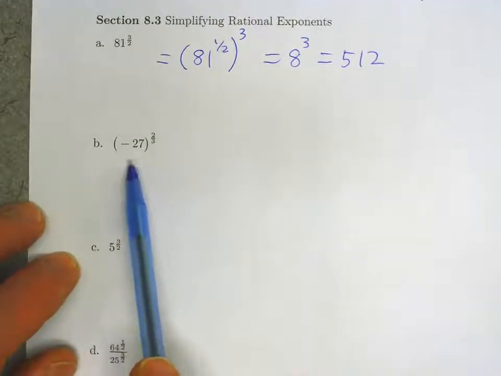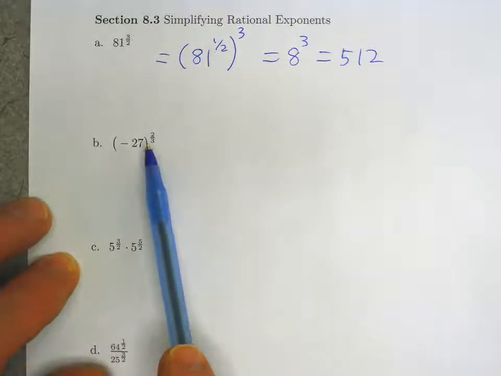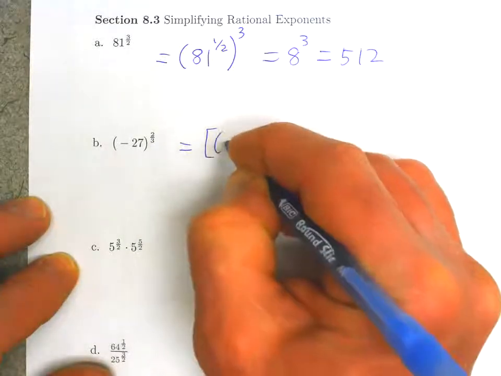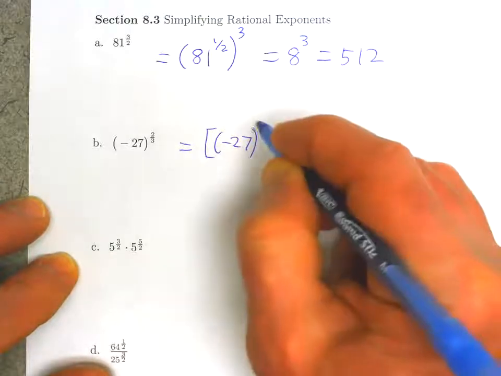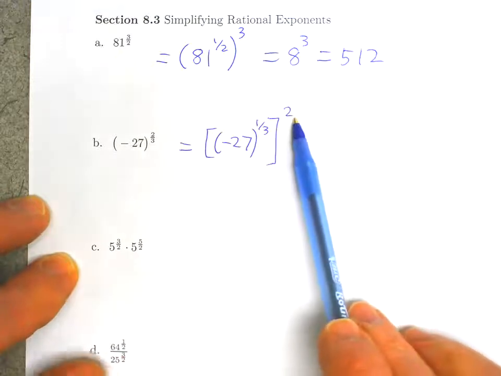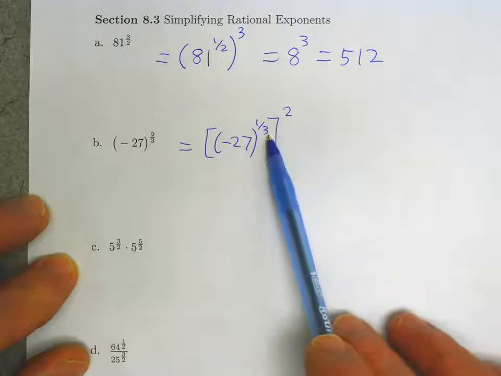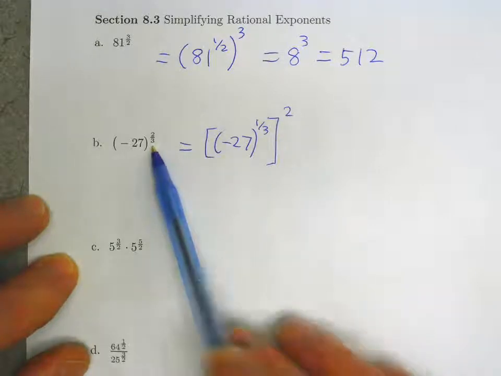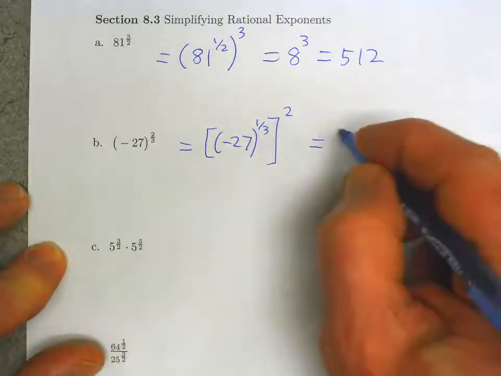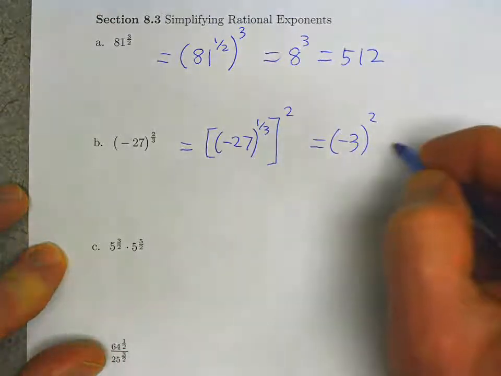The next one, negative 27 to the 2/3. The denominator of the exponent is 3, so that implies that we want the cubed root of negative 27. And then afterwards, we'll raise it to the 2nd power. We're just applying properties of exponents. The exponent 2 times the exponent 1/3 is the exponent 2/3. But then on the inside, negative 27 to the 1/3, that's just the number negative 3. And then negative 3 to the 2nd is positive 9.